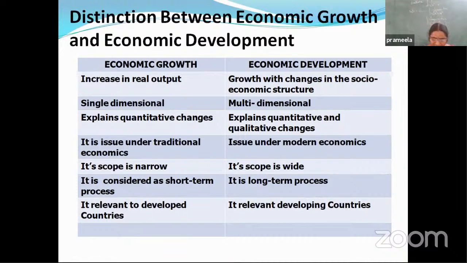So if we go to that, economic growth does not indicate the distribution of income and wealth. It only deals with the increase in output or production. But economic development indicates the distribution of income also. Whatever is generated in the economy, how is it distributed to different sectors? So that is what economic development deals with. These are some of the variations between economic growth and economic development.